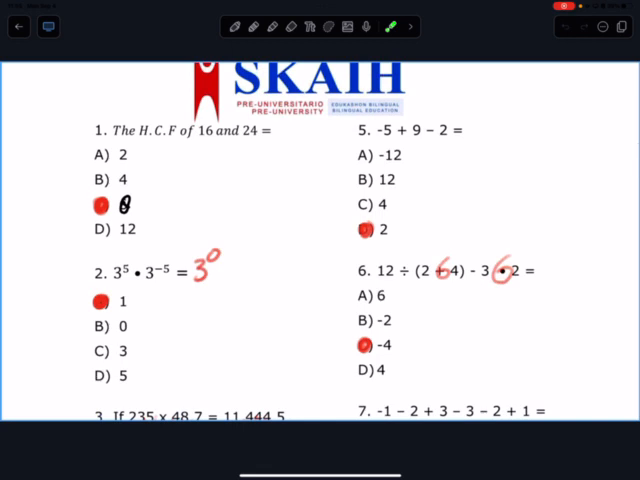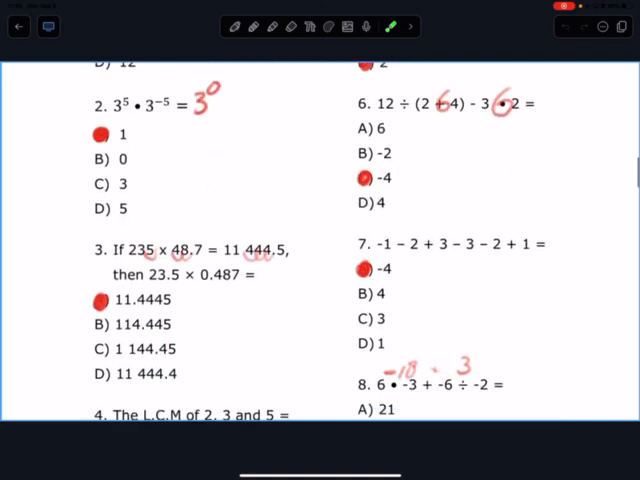5 minus 5 plus 9 minus 4, plus 4 minus 2, 2. Done. 3 seconds. 6. BEMDAS. The first thing I do is brackets. So what is in the bracket? 6. Afterwards, you either do division or multiplication. It comes to the same answer. 12 divided by 6, 2. 3 multiplied by 2, 6. 2 minus 6, minus 4. C.